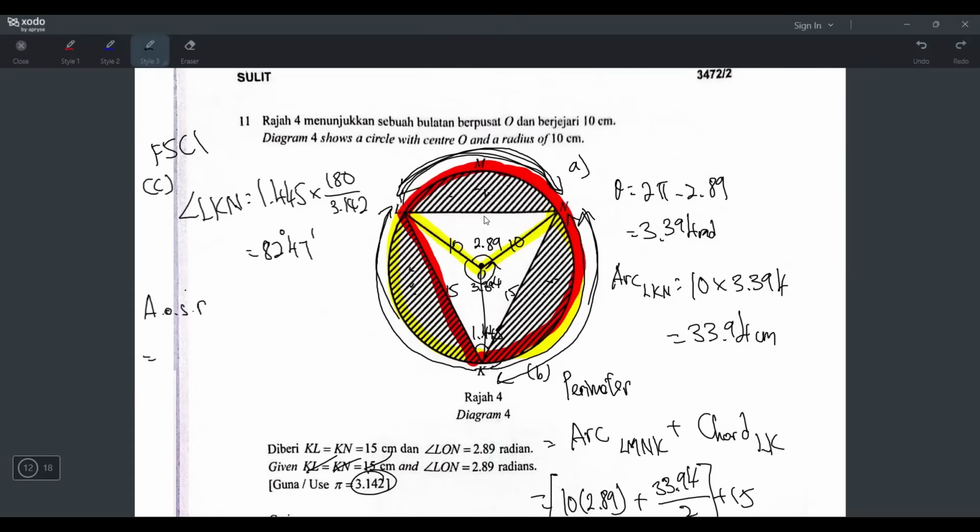Yeah, this one you learn in Form 2, Form 3 also you learn already. That's how you find area of circle, pi r square. But the pi I will use 3.142 and then times with radius square. The radius for circle is 10. Okay, so 10 square. But you have to minus with the triangle.